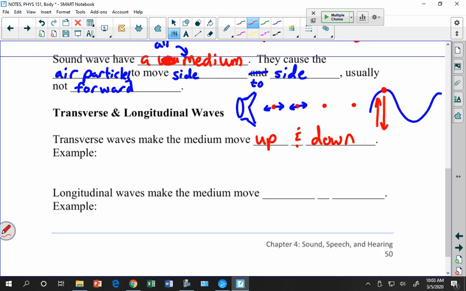A longitudinal wave is a little bit different. In a longitudinal wave, the medium moves side to side. You might guess now, what is sound? Is sound a transverse or a longitudinal wave? It's a longitudinal wave, because sound makes those particles move side to side, not up and down like a water wave.